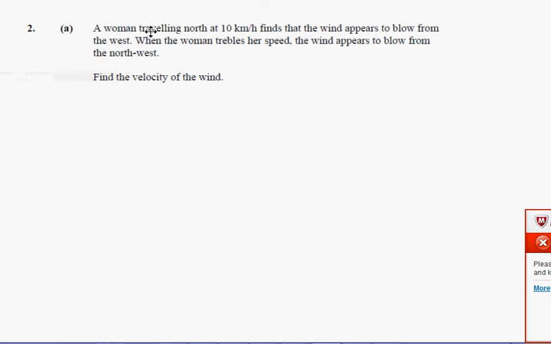A woman traveling north at 10 kilometers per hour finds the wind appears, the word appears is very important, to blow from the west. When the woman trebles her speed, the wind appears to blow from the northwest. Find the velocity of the wind. You have two different scenarios. Scenario A is that she's going north at a certain pace, and then scenario B is she trebles that pace.